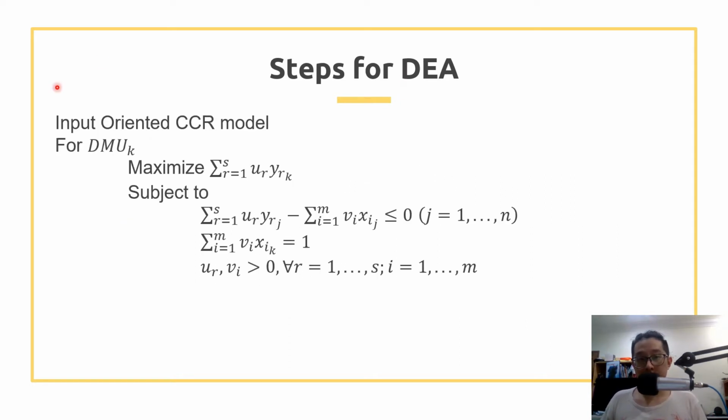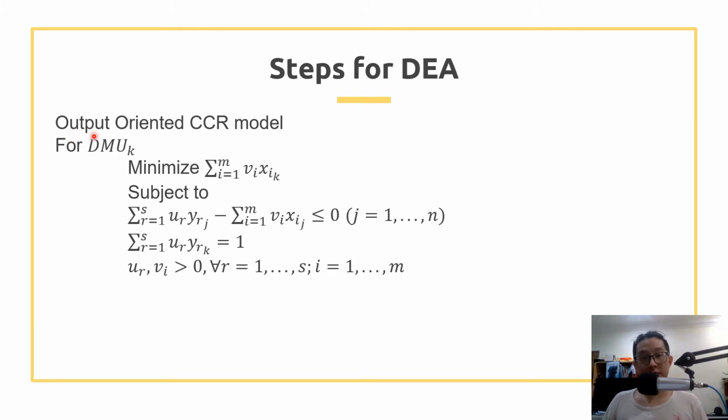This is for the input-oriented CCR model. So you notice that it's maximized here, and we use ur and yrk as the variables here. And over here, it's the sum of vi xik equals 1. And next, this is the output-oriented CCR model. It's different from the input. Input is maximized, this is minimized. And you use vi xik as the variables. And over here, you just replace it with the sum of ur yrk equals 1.